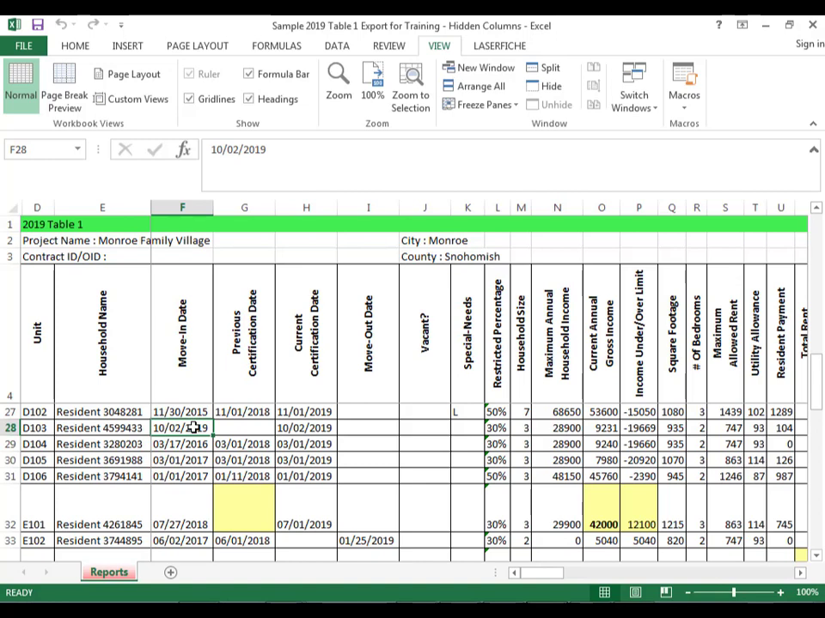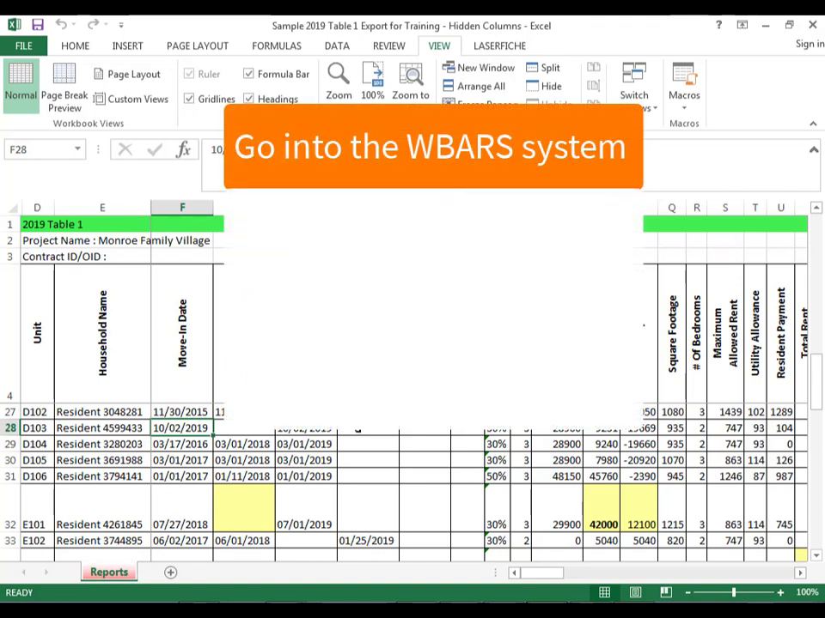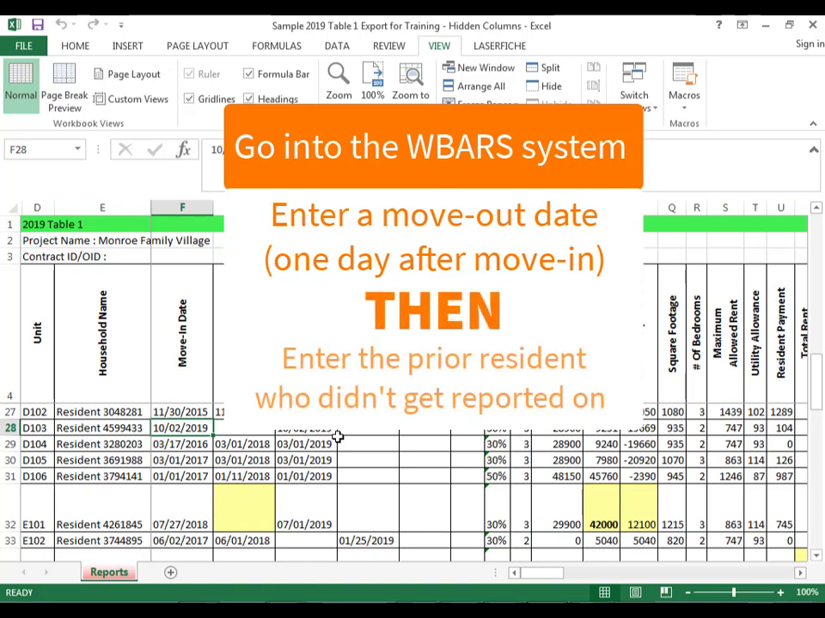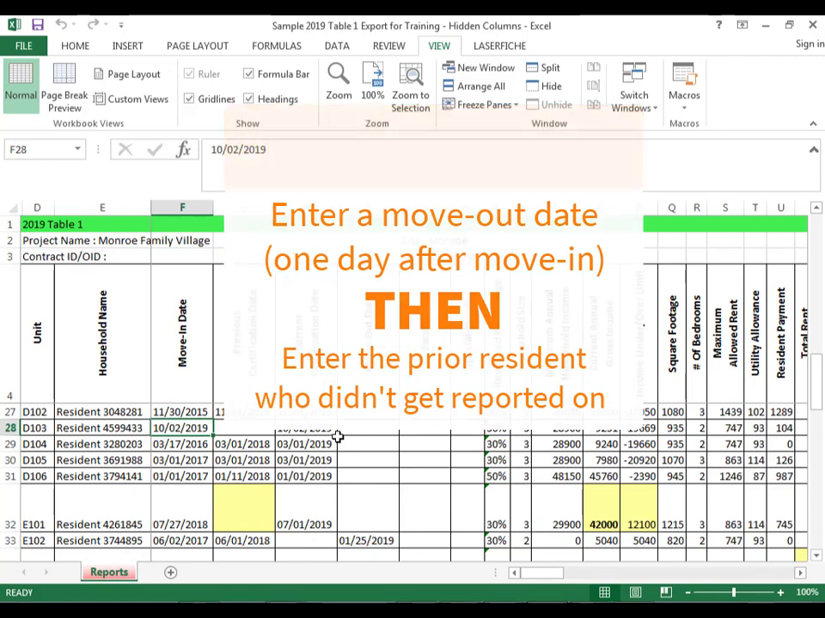What you would actually have to do is, you can't move somebody into a unit in WBARS when there's somebody currently living in the unit. So what you would actually have to do is go in, and not, of course, on the Excel export, but in the actual WBARS system, you would have to enter a move-out date, and what I like to do is just put 1 day after their move-in. So if they moved in on 10/2, I would enter a move-out date of 10/3/2019. That makes the unit vacant. At that point, you can go and you can enter the prior resident that didn't get reported on.